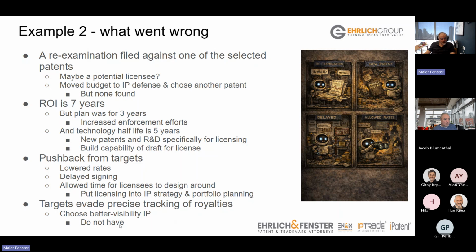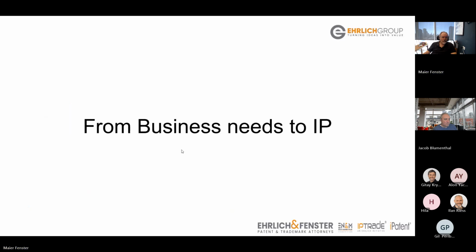What if your targets sign a license, but they're not paying you enough, and you're not able to prove that they're selling 2,000 units and paying only for 1,000 units? You need better, more visible IP, which you might not have. Okay, that concludes the first section. We knew what to do, and we're just doing it, and it's not easy.